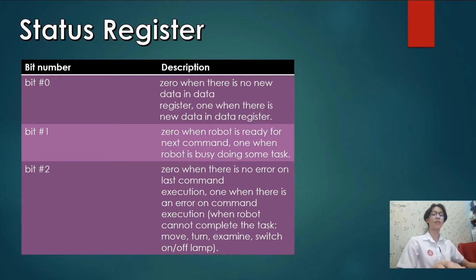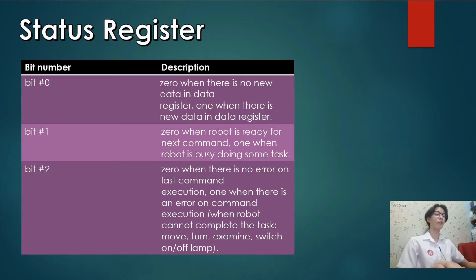It reads values from this port to determine the state of the robot. Each bit has a specific property. Bit number 0 has a value of 0 when there is no new data in the data register, and 1 when there is new data in the data register. Bit number 1.